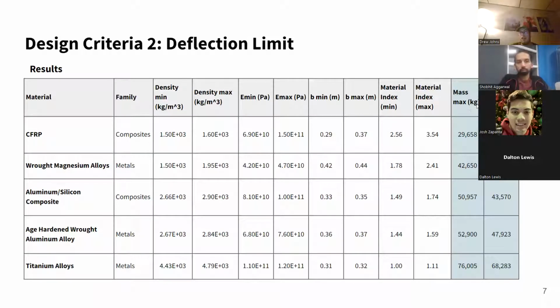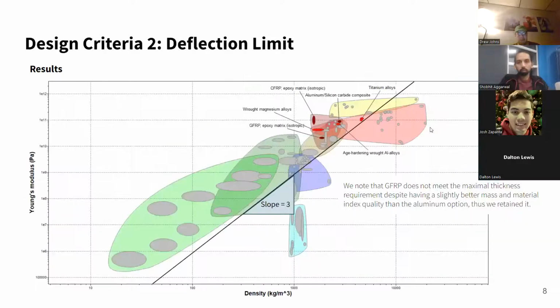Then furthermore, we take the mass maximum and mass minimum, which are conversely related to the opposite material indexes. For example, the mass maximum is calculated using the minimum material index, or the worst performer, and conversely the mass minimum is calculated with the material index max, or the best performance.